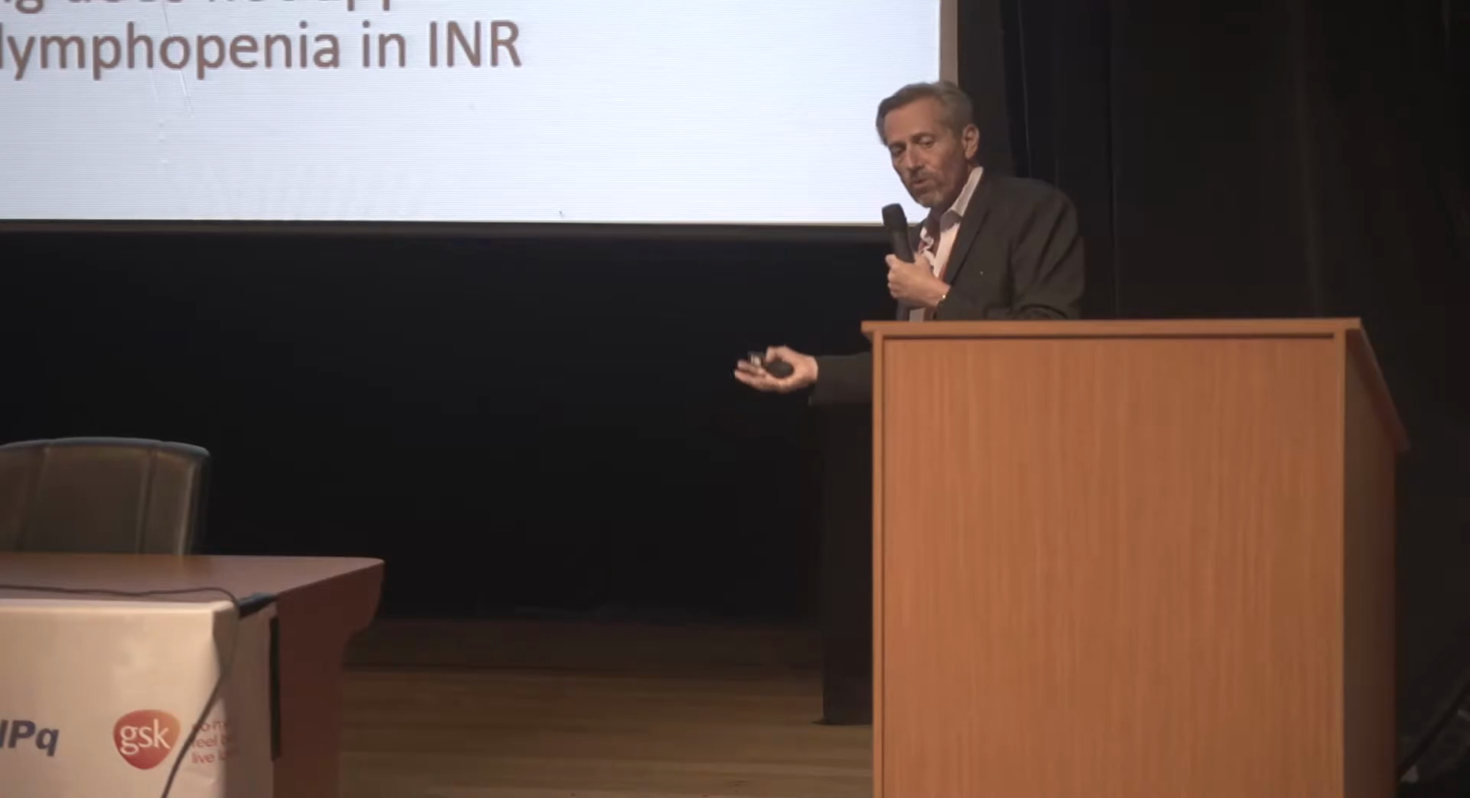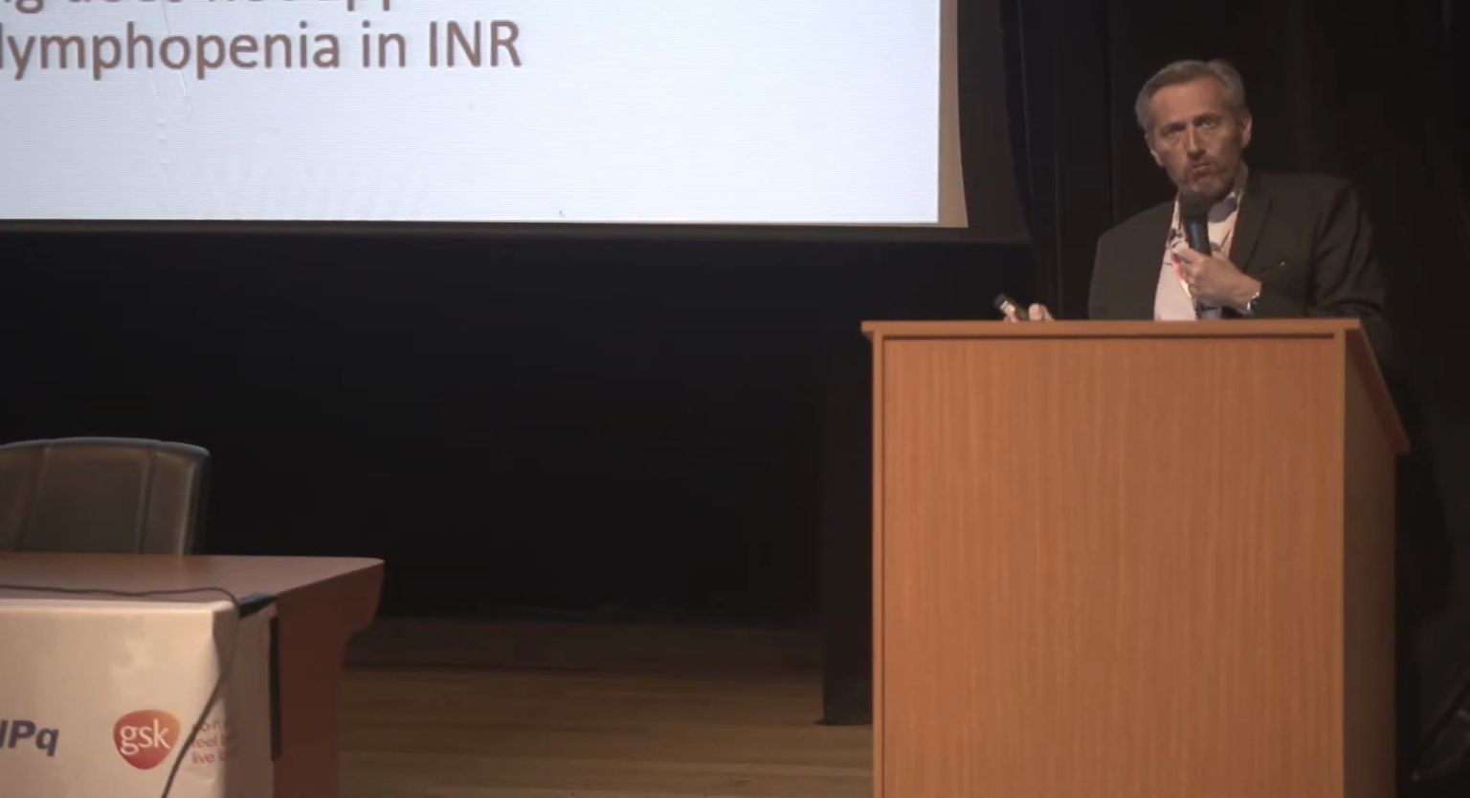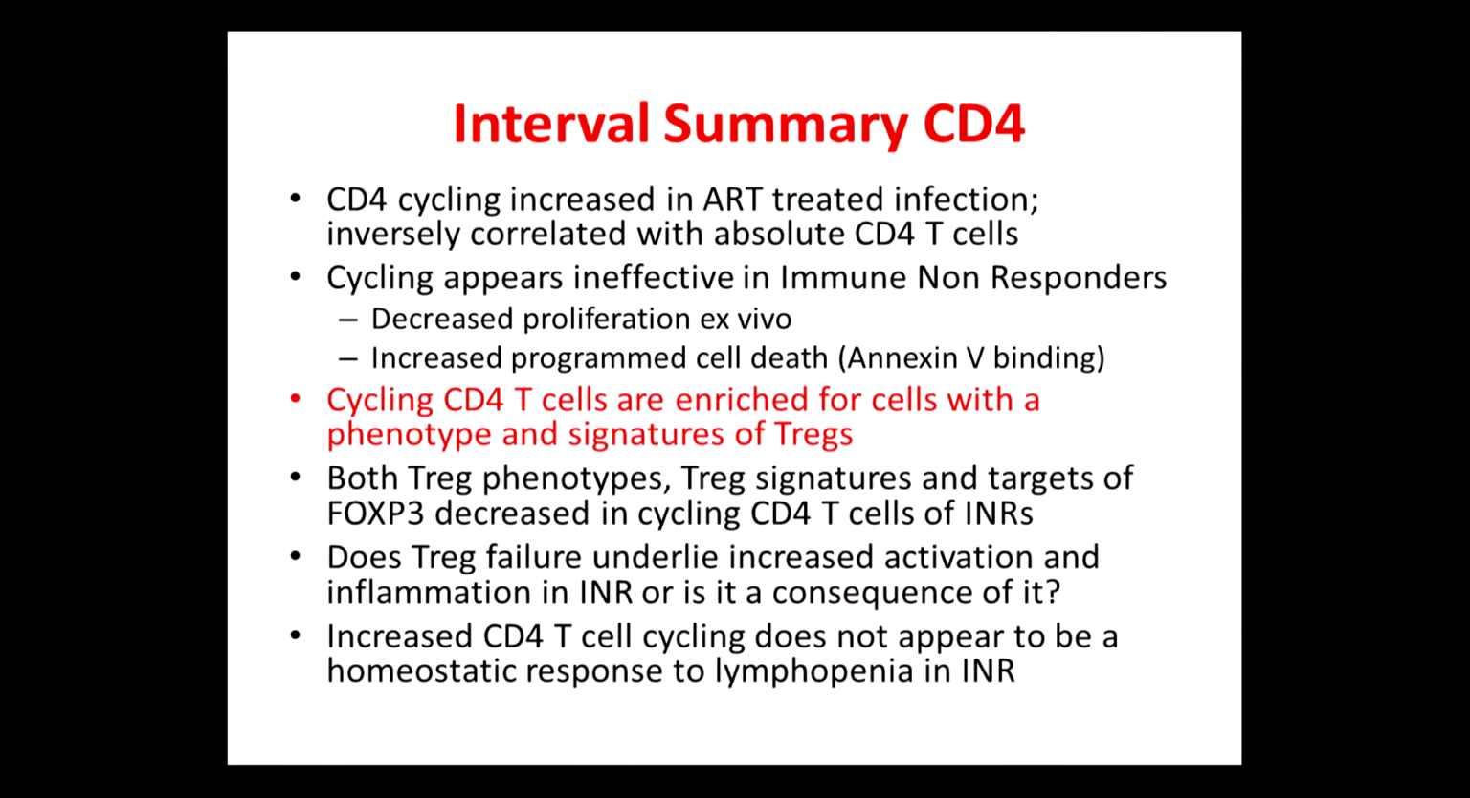So, I'm just going to summarize the data as to where we are now in this first half of the talk. Cycling of CD4 T cells is increased in antiviral therapy-treated HIV infection, and it's inversely correlated with absolute CD4 T cells. This is primarily in immune non-responders. In immune non-responders, the cycling is ineffective in that the cells will not proliferate and successfully divide ex vivo, and there's an increased frequency of cells that bind annexin 5, meaning that they're considering dying. I didn't show you those data, but they're there.